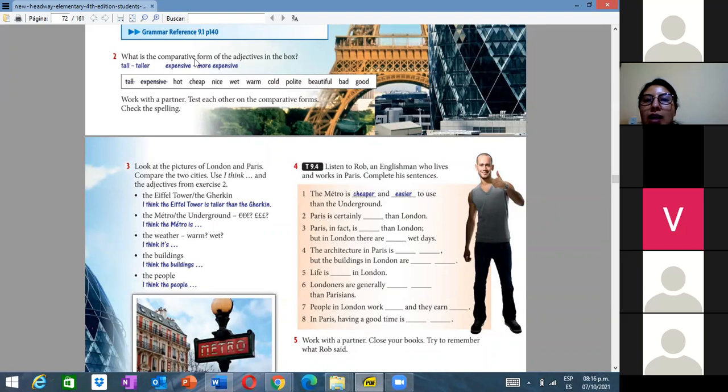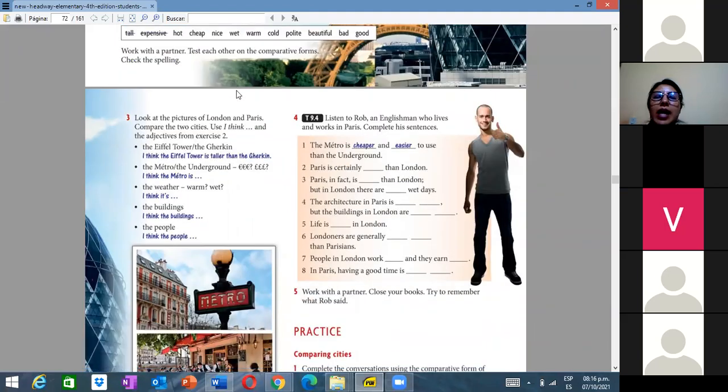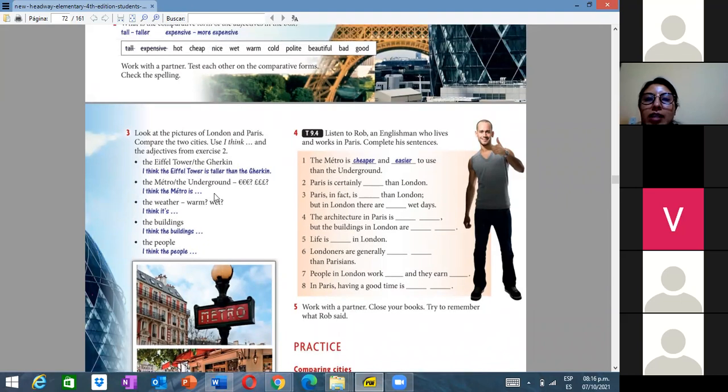Adjectives, right? And you know what you have to do to form comparative adjectives, right? What you have to add, maybe ER or maybe more, depending on the adjective. Now, what's the idea? Here you have some sentences, for example, the Eiffel Tower and the Grand King. What you have to do is compare and write a sentence using one of these adjectives. And here you have an example.